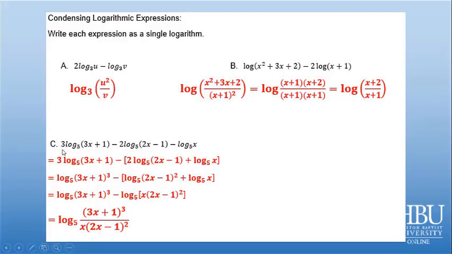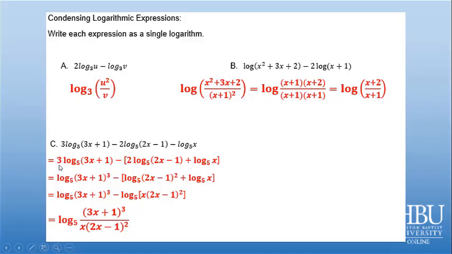Finally, in part C, I have 3 times the log of 3x plus 1 to base 5 minus twice the log of 2x minus 1 minus the log of x. Let's factor a minus sign out of these last two. And so I have a minus sign out front, and then in brackets I would have twice the log of 2x minus 1 plus the log of x. Minus times a plus is a minus.